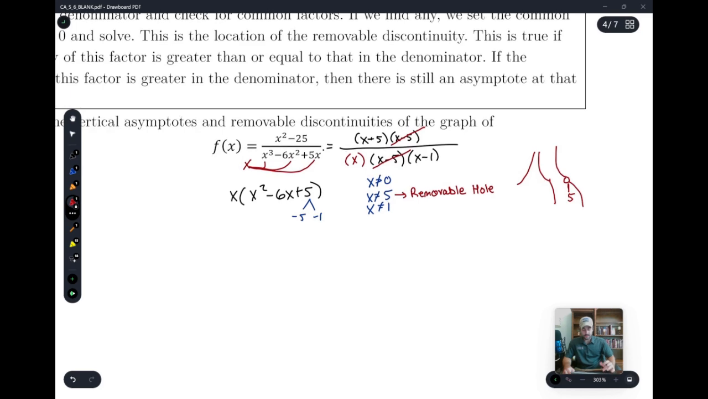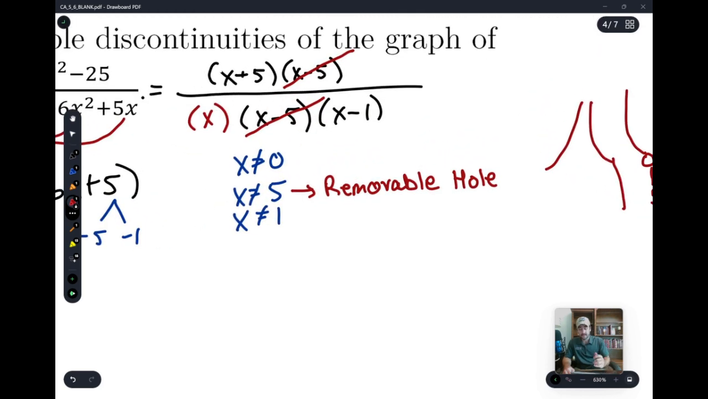All right, let's keep going. We could say, well, since the other 2 don't cancel out, or the other 2 don't have factors that match on the top, they're both vertical asymptotes.